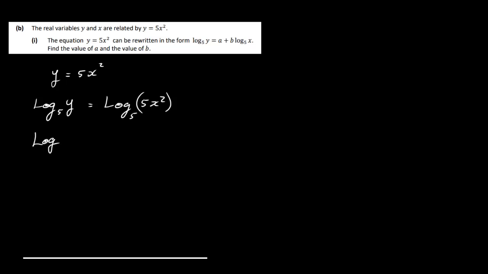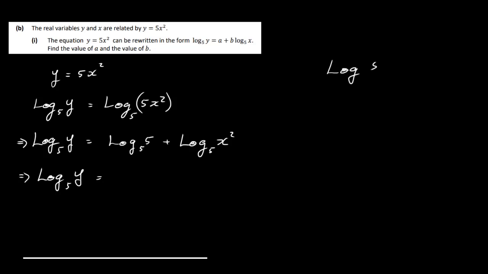Okay, so let's do that. On the left-hand side, we've got log y to the base 5. On the right-hand side, we've got log of two terms multiplied: 5 is multiplied by x squared. So we can use the laws of logs here just to separate those out. So we have the log of 5 to the base 5 plus the log of x squared to the base 5. We have the log of y to the base 5 on the left-hand side. Now the log of 5 to the base 5 is just going to be 1. In other words, you take 5, raise it to the power of 1 to give you 5. 5 to the power of 1 is just 5. So this is just 1. And here what we can do is take the 2 and bring it down in front of the log. It's one of the laws of logs.